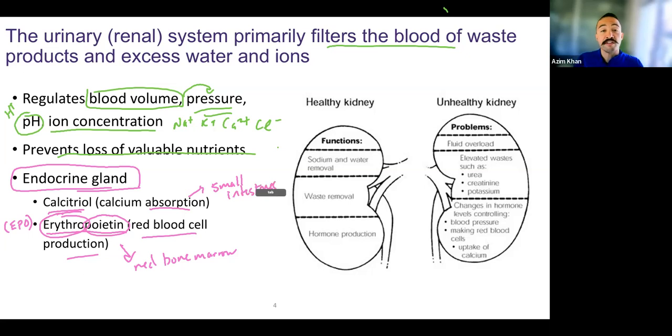So as you can see, the urinary system is complex. It's not just for filtration. It's also for regulating levels of water, regulating levels of ions, and producing important hormones.